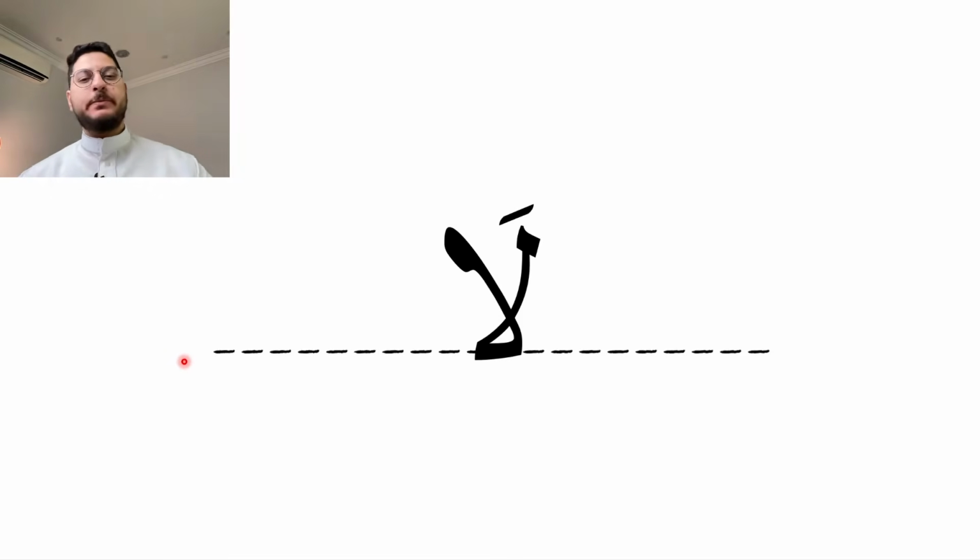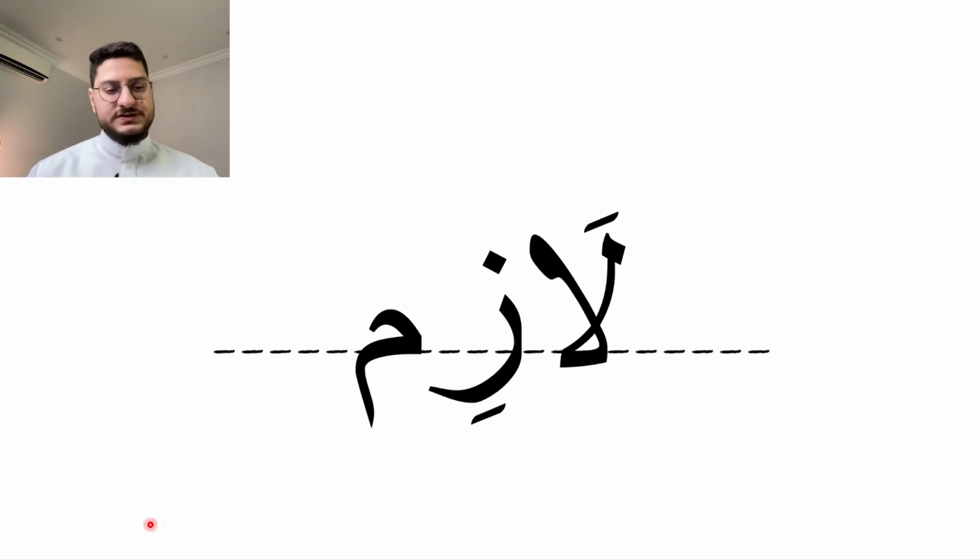And now let's wrap up this lesson with this shape. This shape is actually a combination of two letters. It's la and alif. So this is basically la along la, because the first stick in here is the la, the second stick in here is the alif. La. Let's read some words.